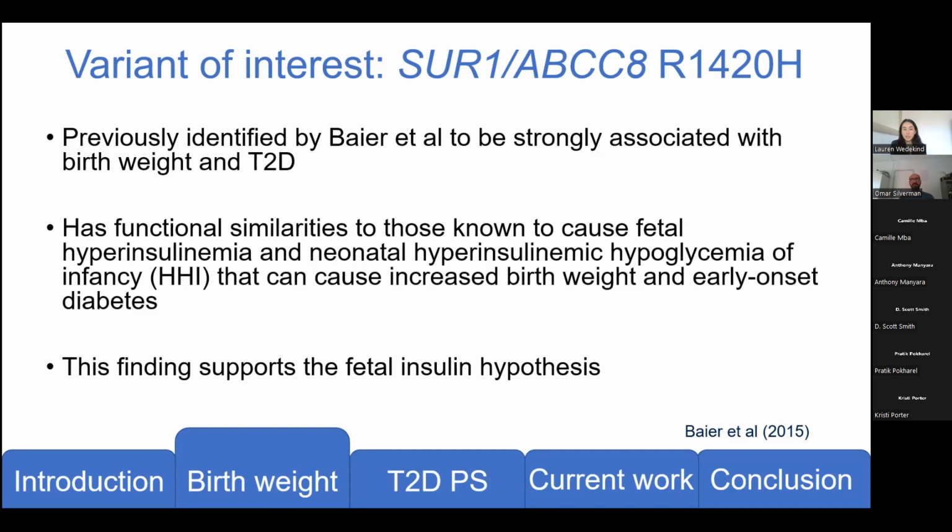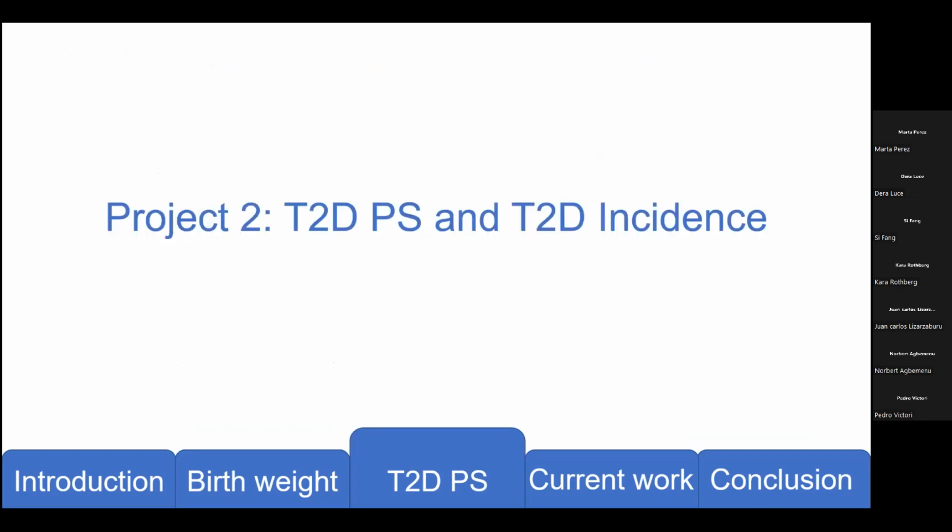And so this finding, while it's not significant on a genome-wide level, does support the fetal insulin hypothesis if this is a true association. But more people would be needed in the GWAS to have enough power to really detect whether it's a real association. But it's definitely suggesting that this variant could be important within this cohort study.